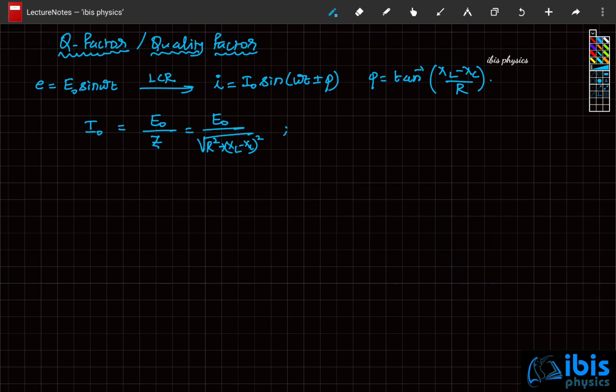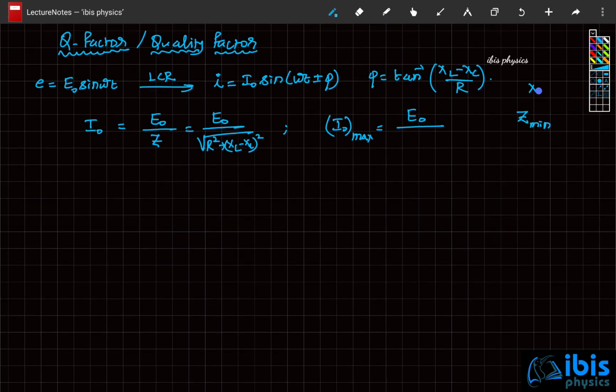From this, the maximum value of this I naught current is when the impedance is the minimum possible. So I naught's maximum value comes when E naught by the impedance is maximum. We discussed that the impedance minimum value happens when XL is equal to XC. When XL is equal to XC, this term becomes 0, root over R square becomes R. So the minimum impedance in an LCR circuit is R.